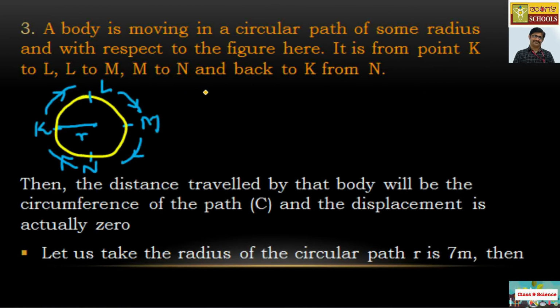Next illustration: a body is moving in a circular path of some radius. With respect to the figure here, it moves from point K to L, L to M, M to N, and N to K. It is again moving to the same point where it started. Then the distance traveled by the body equals the circumference of the path, which is equal to C, and displacement, interestingly in this case, is 0.